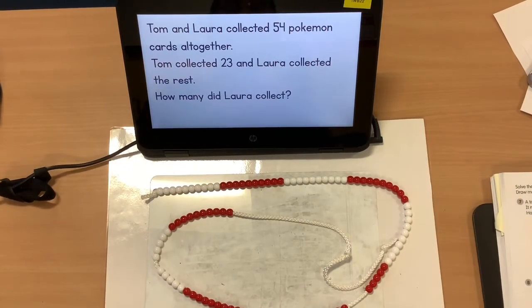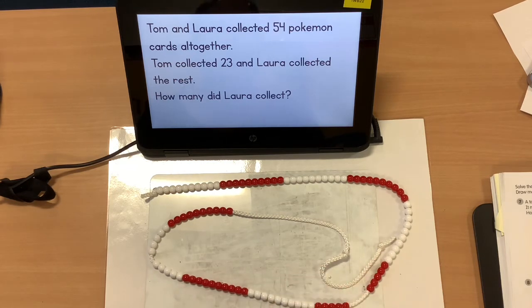Now we're going to look at our second problem. What I'd like you to do this time is pause the video and have a go at using your bead string to represent the problem. So working out how many you have to begin with, and how many are being removed, and how many are left behind.